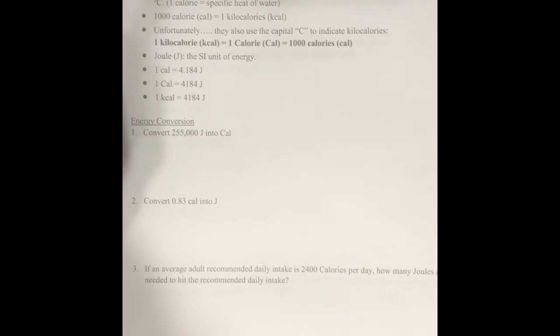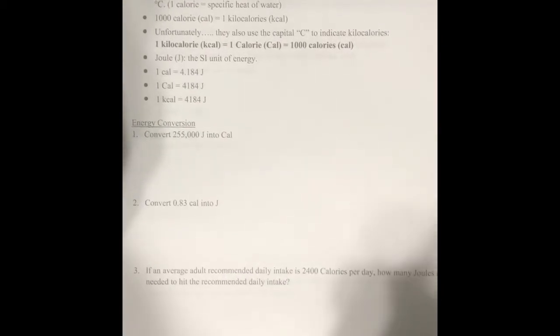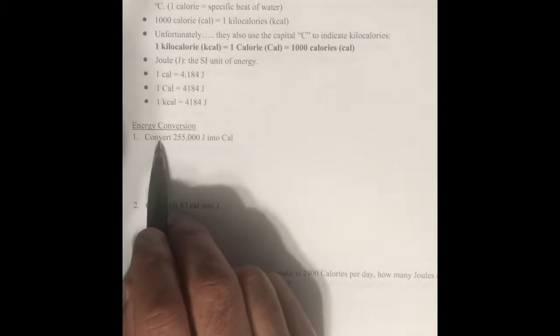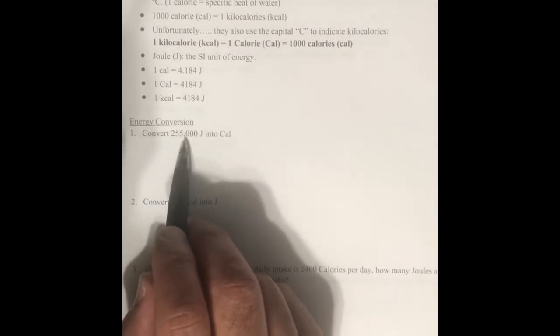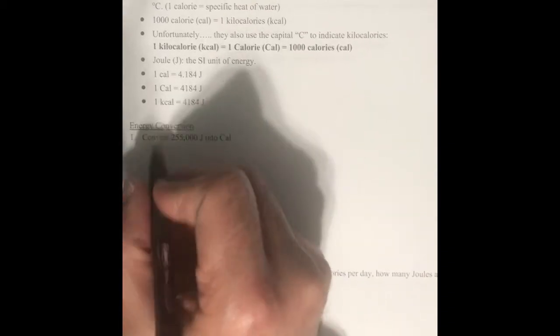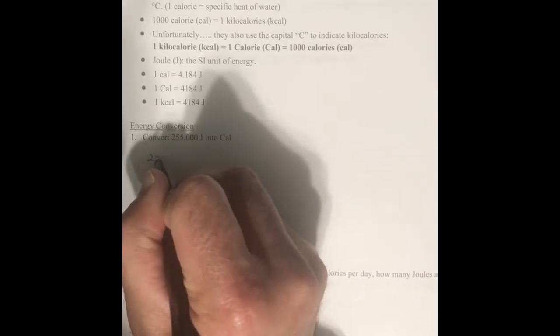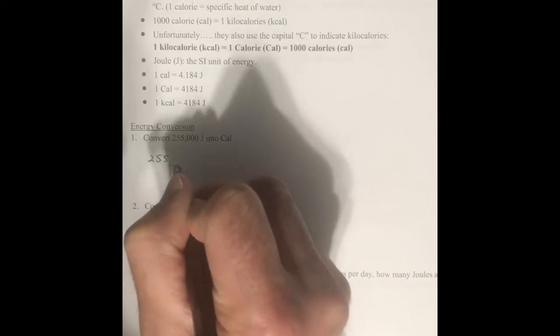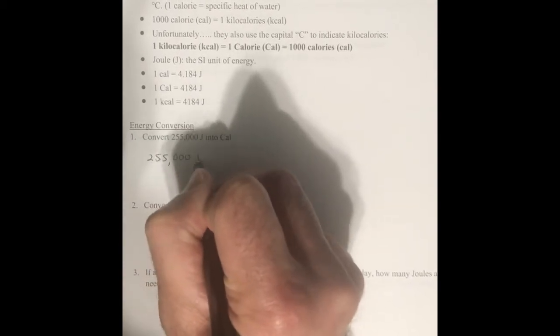All right. The nice thing about these is we're going to use the same dimensional analysis factor label conversion method that we've used all semester long, the same style. So like this first one here, convert 255,000 joules into calories, capital C calories. So I'm going to start with 255,000 joules.